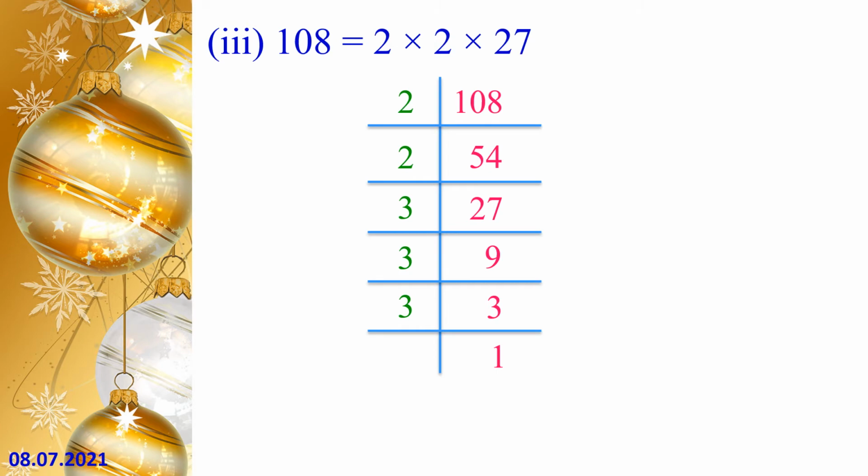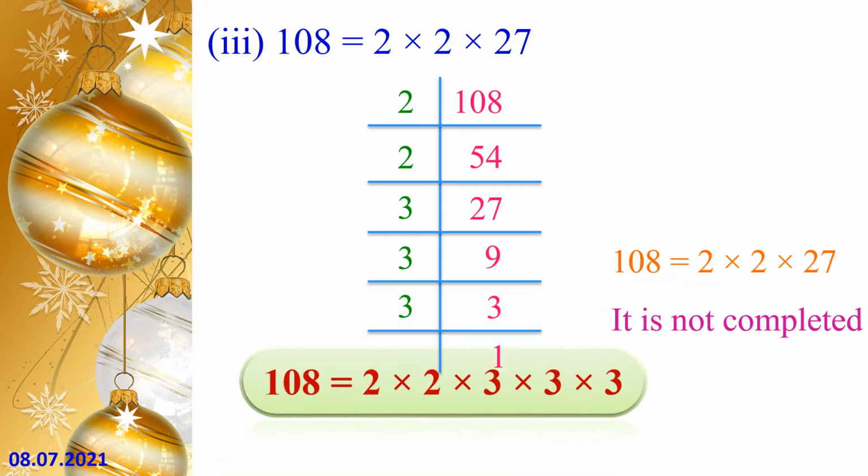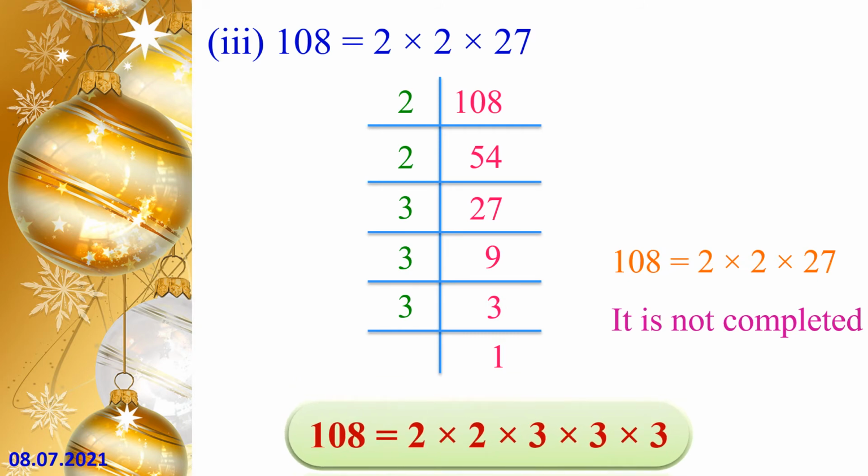Now, the factors of 108 are, what is that? 2 into 2 into 3 into 3 into 3. But they have given 108 equal to 2 into 2 into 27 only. So, therefore, it is not completed. Okay. So, let us write the factors of 108 equal to 2 into 2 into 3 into 3 into 3.